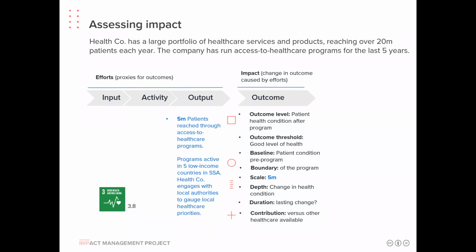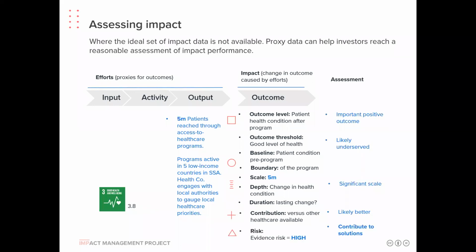Now, clearly we don't have that data now, so we're forced to make an assessment with the information that we do have. And when we do this, when we assess this impact and we read through the narrative disclosures of the different initiatives the healthcare company is running, we judge that they relate to important positive outcomes. And we think that based on the information we have and the areas reached, they are likely underserved in relation to particular services offered, and therefore they're also likely meeting an unmet need. The scale of the program is large at 5 million people. So in summary, we judge that this impact is contributing to solutions.